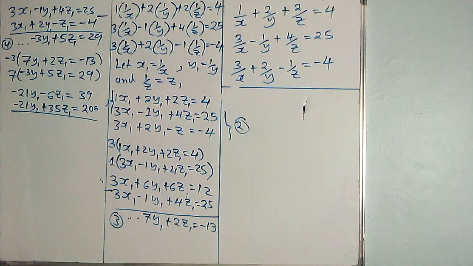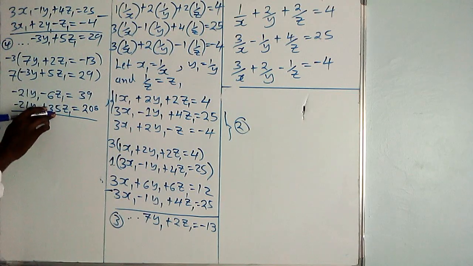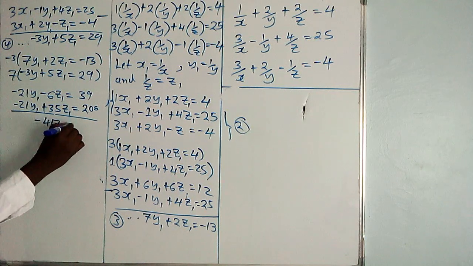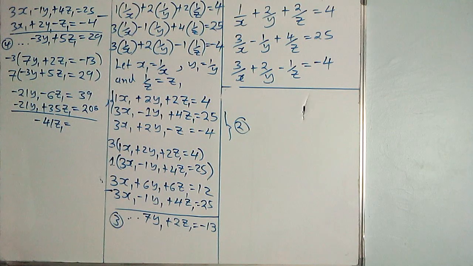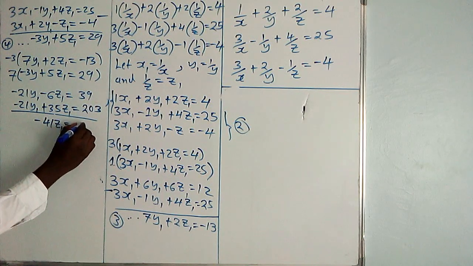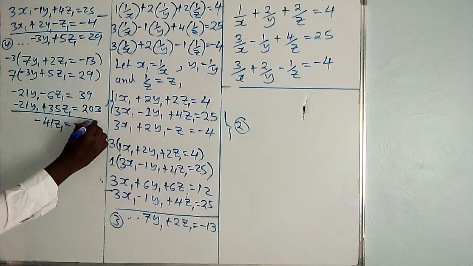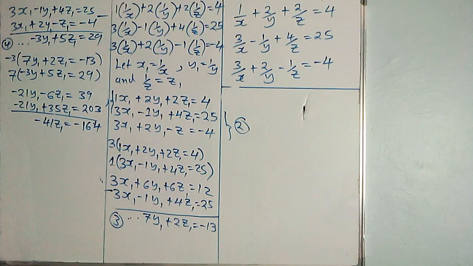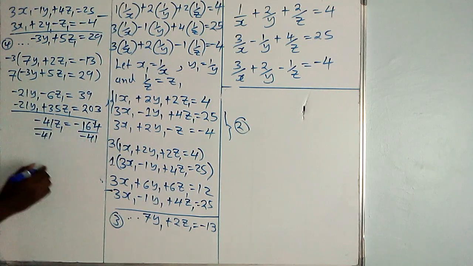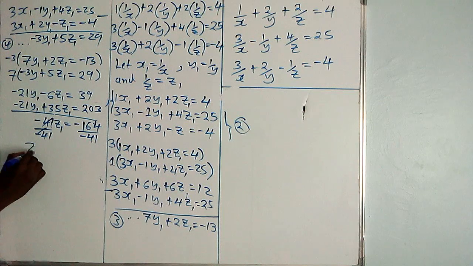Then we subtract the two equations to eliminate y, isn't it? Negative 21y1 minus negative 21y1 is 0, isn't it? Then you go negative 6 minus positive 35, that is like negative 6 minus 35, isn't it? You get negative 41z1, isn't it? Then 39 minus 203, negative 164, isn't it? So for you to get z1, you divide both sides by negative 41. So you divide both sides of the equation by negative 41. So you will get z1 is equals to 4.